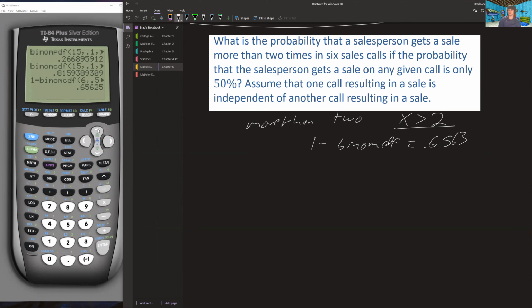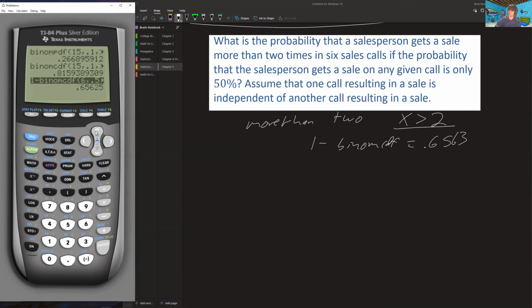Now, if you didn't do this and you just put in the binomial CDF, what you'll find is that you get this here, but don't forget you have to do 1 minus this because it's greater than.